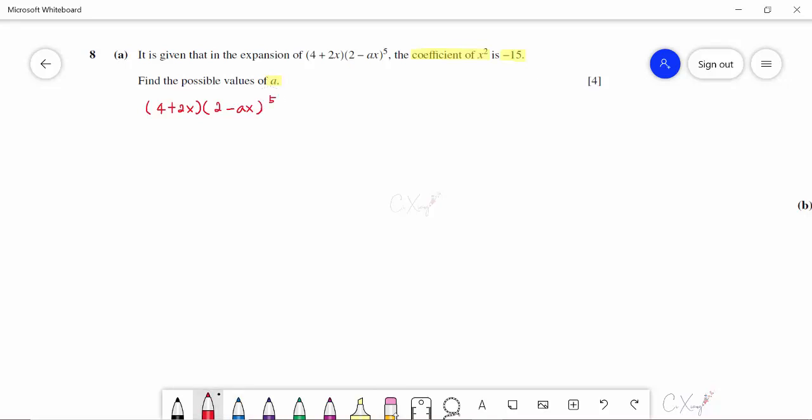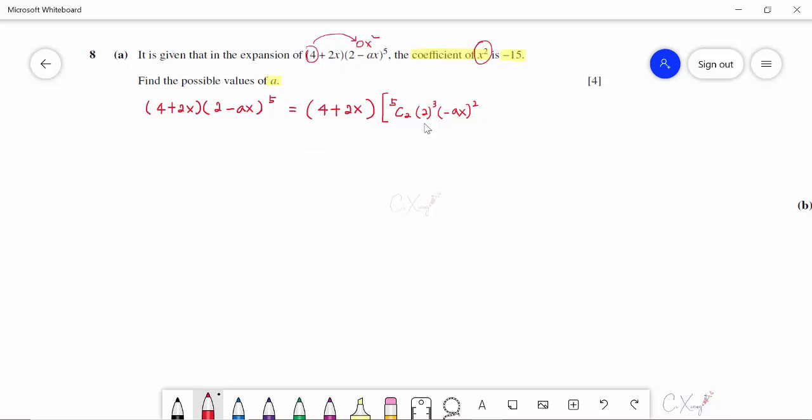Now if you want to expand the whole thing for (2 minus ax) to the power 5, of course you can. But if I want to save my time, I will just focus on the terms that I want to get. So I will expand only the terms that I want. For the 4, multiplied with something here to get x squared, the something should be a term with x squared. So when I expand this bracket, I will expand the term with x squared, where it will be 5C2, then 2 to the power 3, times (negative ax) squared. Later when I expand, I will get a term with x squared, and multiplied with 4, I will still get a term with x to the power 2.